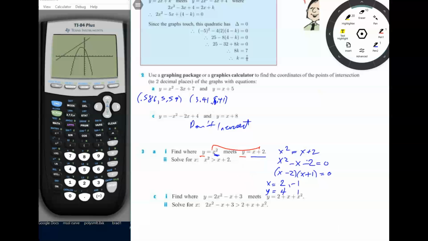Now it says to solve for x when x squared is greater than x plus 2. Okay. So now we draw a number line. And when x equals 2 and when x equals negative 1, we know that x squared is equal to x plus 2.